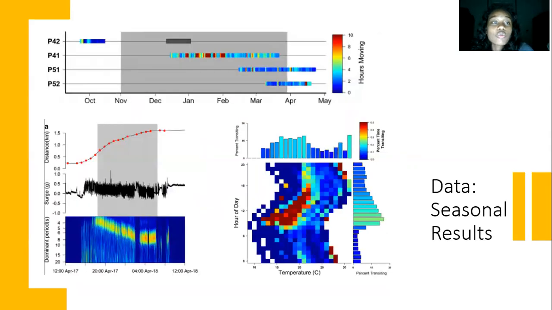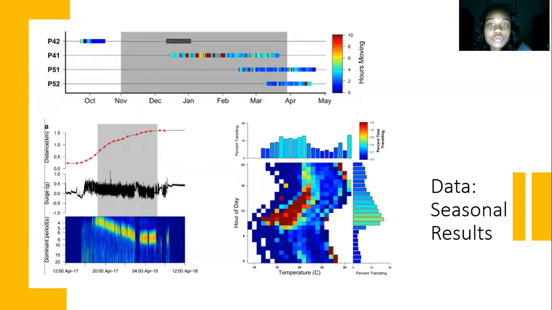Here is some more data quantifying the movement of pythons, but from a seasonal perspective. In the upper left corner, we have an abacus plot showing the activity of 4 Burmese pythons. On the y-axis, we have the different labels assigned to each snake, and the x-axis is showing us the month of the year. Each day is color-coded by the number of hours spent moving. The warmer colors mean more movement, and the cooler colors mean less movement.